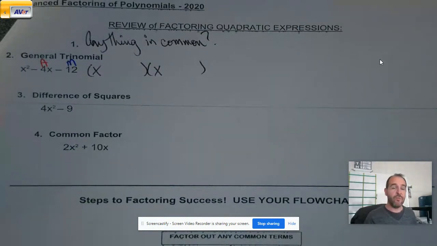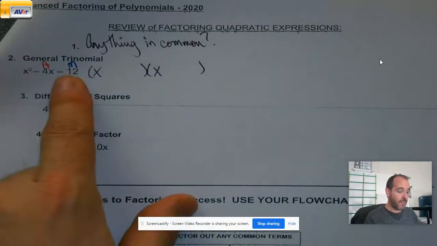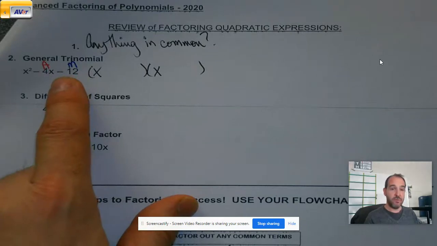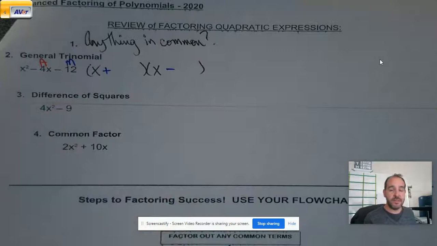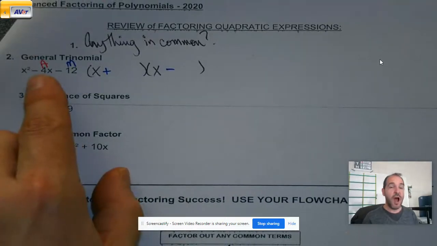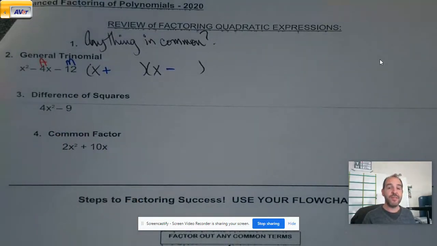So, first clue. The sign of my multiply number is negative, which means one of these is going to be positive and one of these is going to be negative, because that's the only way we can get a negative product. Our next clue comes from the sign of our middle term. Okay? Our add number is negative, which means the bigger of our two numbers is going to be negative.